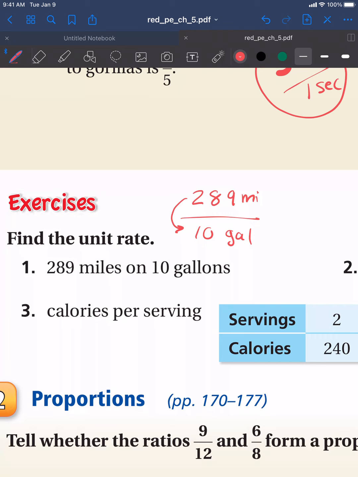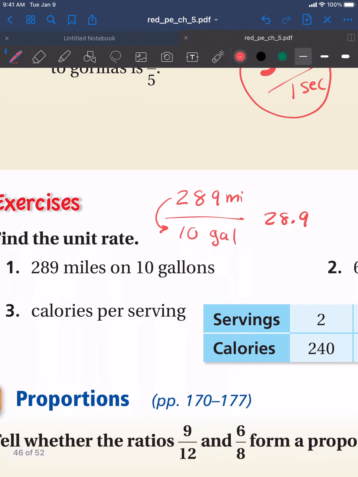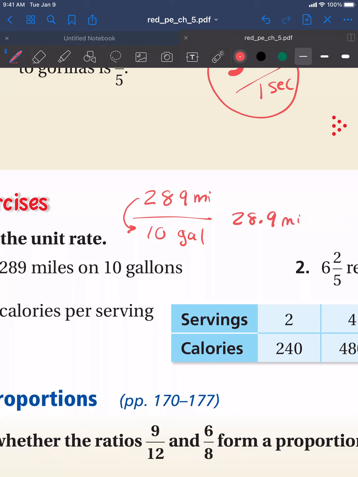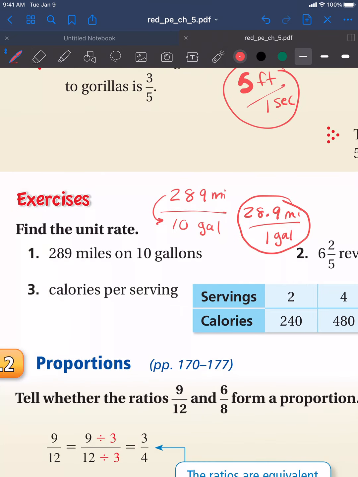289 divided by 10 is 28.9 what? Miles per gallon. Per 1 gallon. That is how you find unit rates. You just go straight down and divide, okay? Okay, do you have that one written?